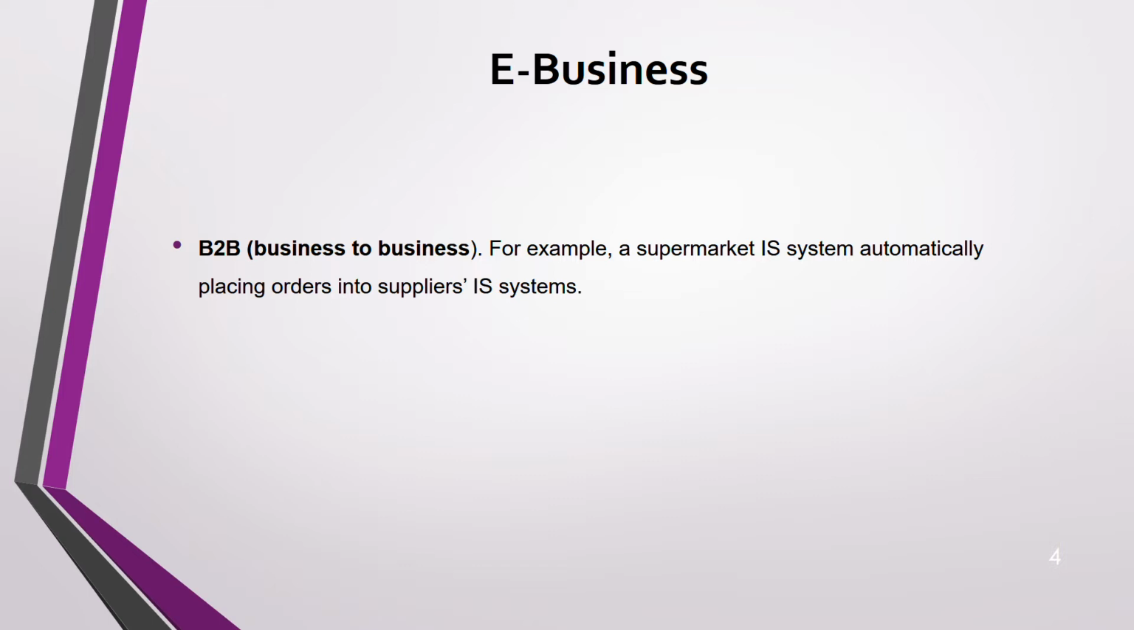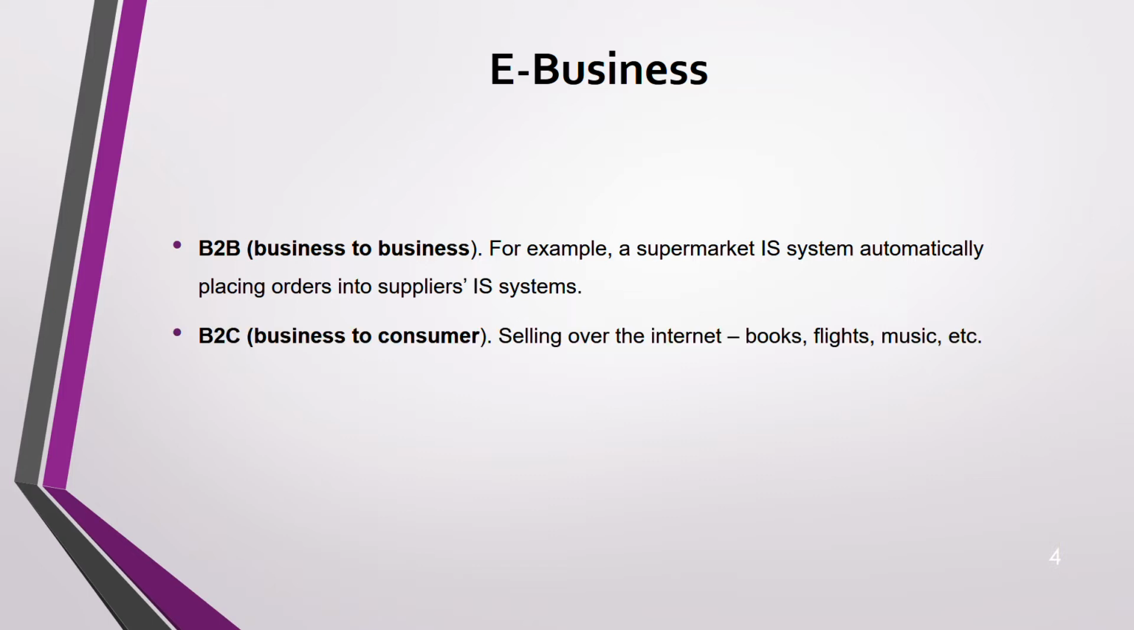If it was you as an individual ordering, let's say from Amazon, then it's not business to business. You are not a business. You are an individual ordering from Amazon. Then it will be business to consumer. But this is business to business. Okay, so the next one is, this is easy, business to consumer.